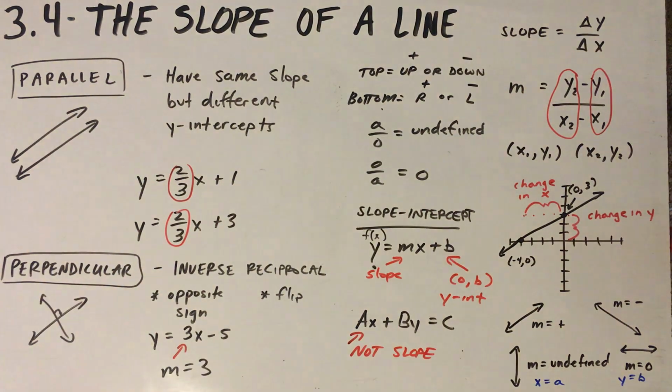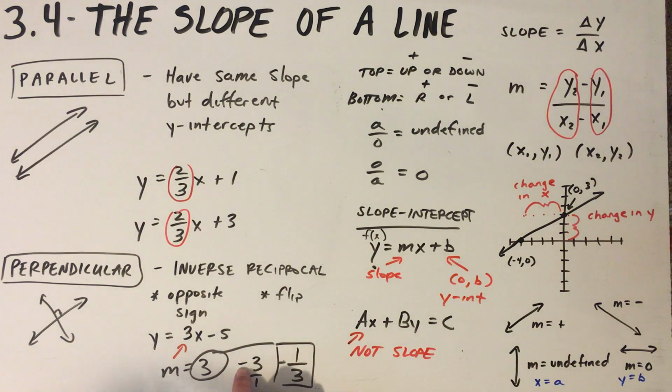Okay, the slope of this line is 3, and the inverse of 3, the opposite of 3, is -3. So it's got inverse, but it's also reciprocal. Right now, it's over 1. I need to flip it to be 1/3. So this is the inverse reciprocal of 3. So it's going to be the opposite sign and flipped, inverse reciprocal.